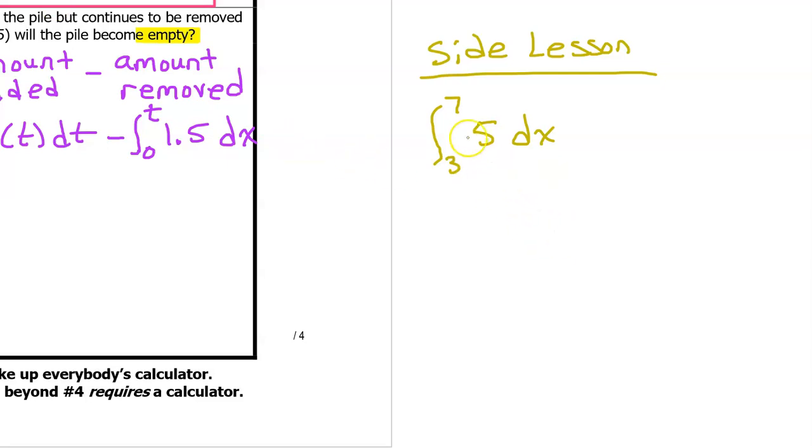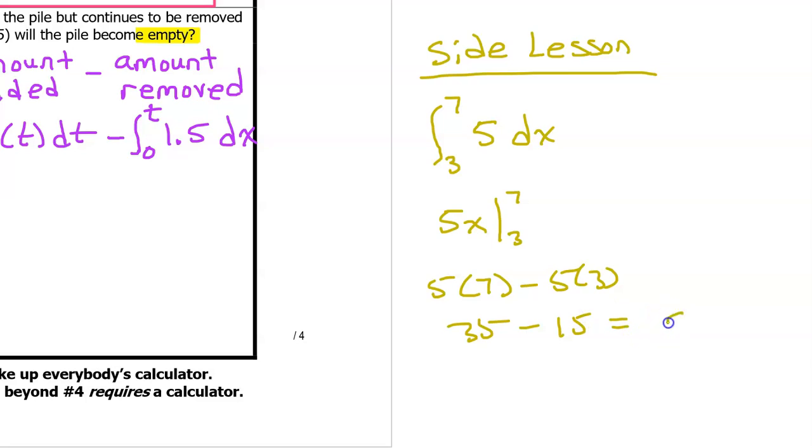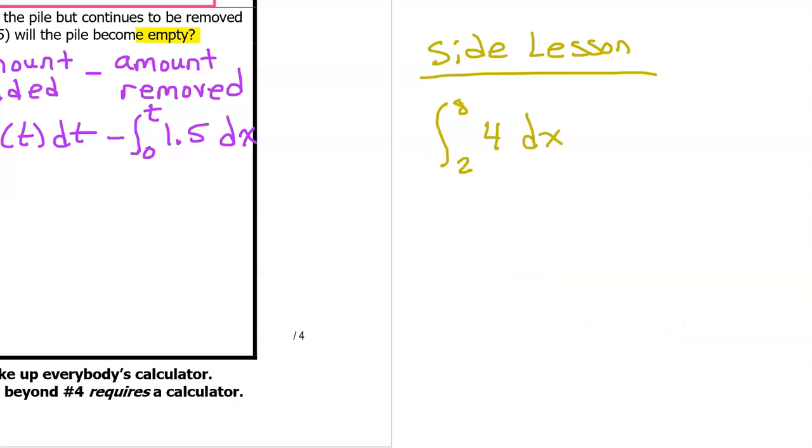Here's how that would look if we did it the long way. The antiderivative of 5 would be 5x. But then we apply the limits of integration from 3 to 7. That means we're going to put in 7 times 5 minus 5 times 3. Well, that's going to be 35 minus 15. But guess what? That's 20. So the shortcut is much faster.